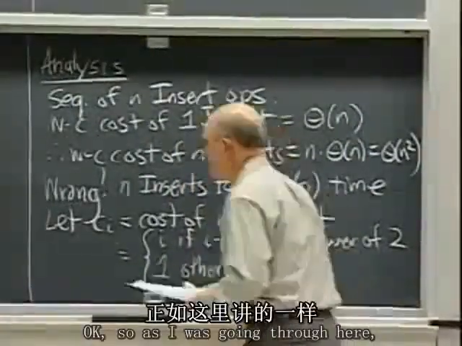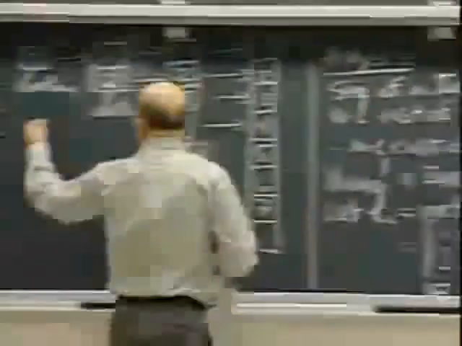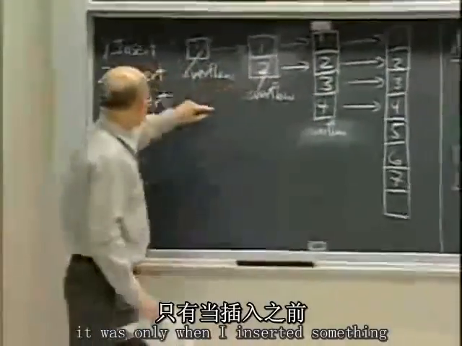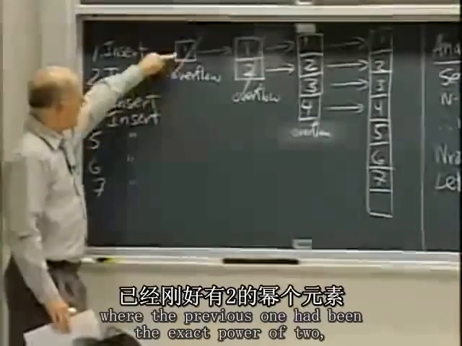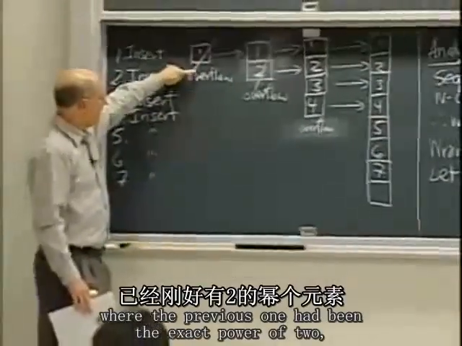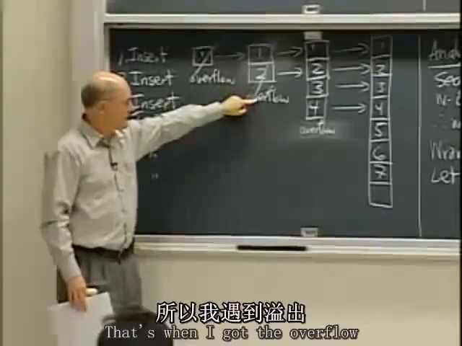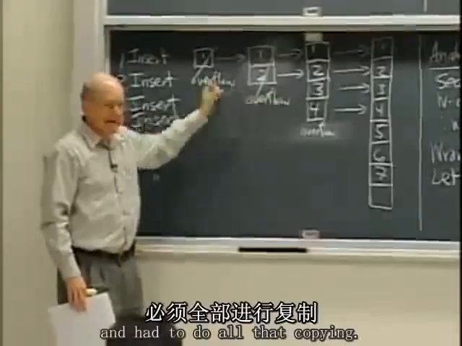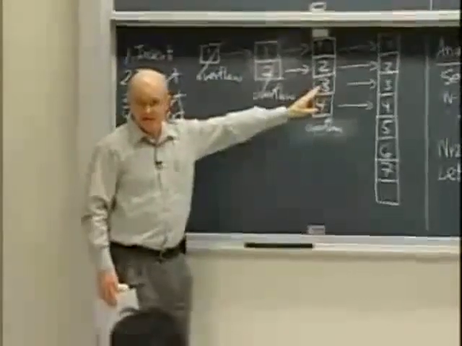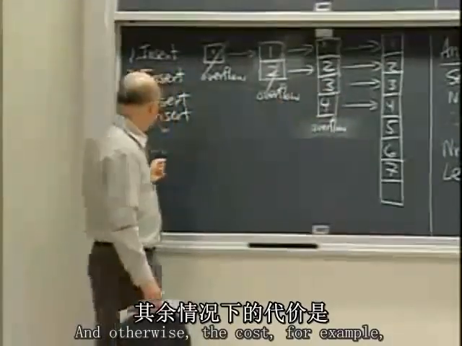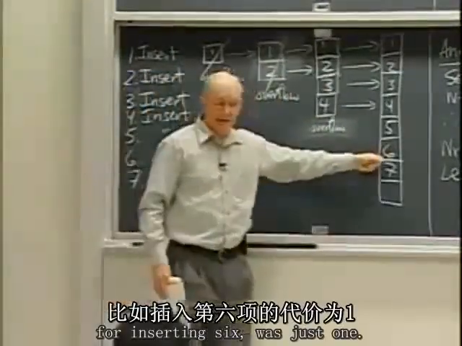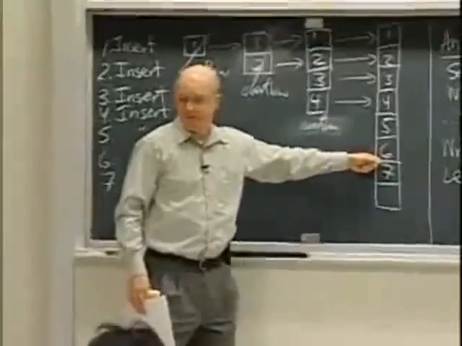As I was going through here, it was only when I inserted something where the previous one had been the exact power of 2, because that was my table size, that's when I got the overflow and had to do all that copying. Otherwise, the cost, for example, for inserting 6 was just 1. I just inserted it. Okay?